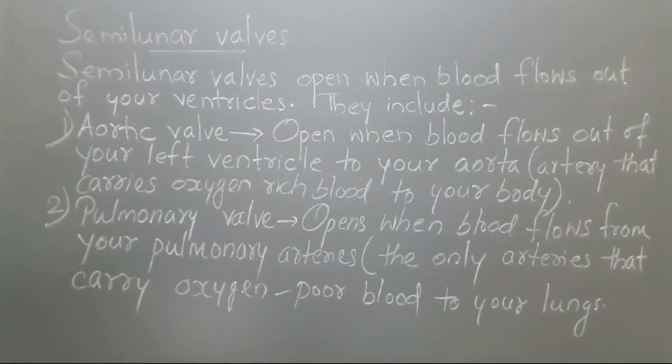Next one is semilunar valves. There are 2 semilunar valves: number 1 the aortic valve and number 2 the pulmonary valve. These semilunar valves open when blood flows out of your ventricle. The aortic valve opens when blood flows out of your left ventricle to your aorta. The aorta carries oxygenated blood all over the body.